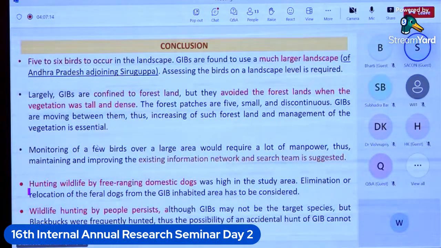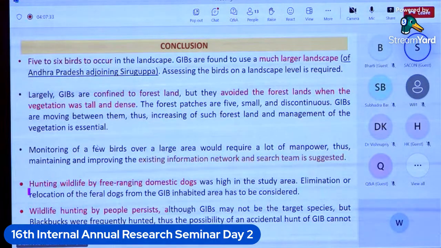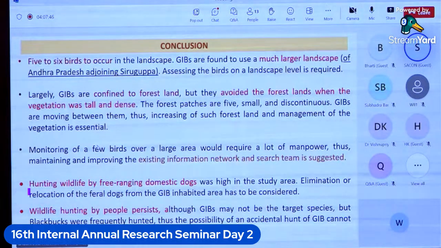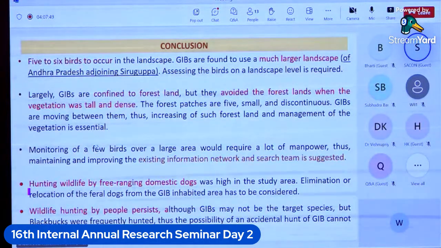The already existing information network and the research team also have to be maintained. Otherwise, if the link is missed, monitoring them again, reworking on the population and habitat management becomes very difficult. Also, the domestic dogs have to be managed and removed from the area. We have observed quite a lot of hunting by people, and there is a possibility that it can have an impact on the birds, although we have not confirmed it.